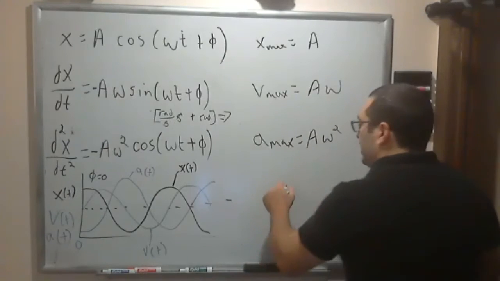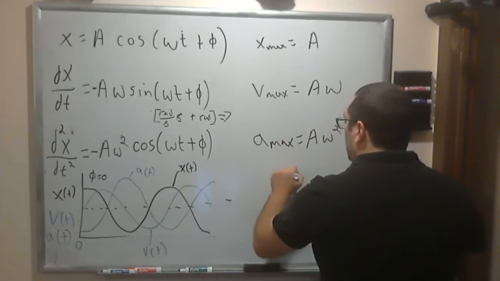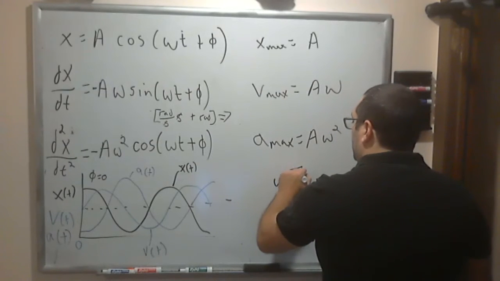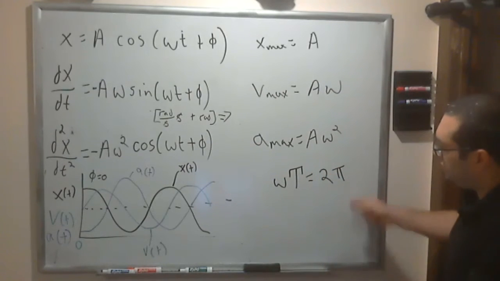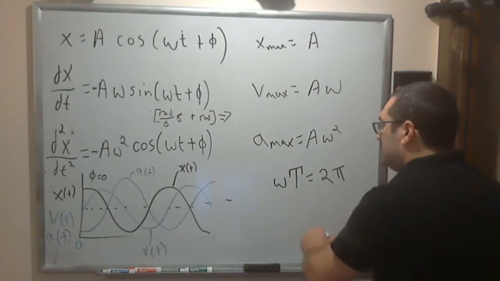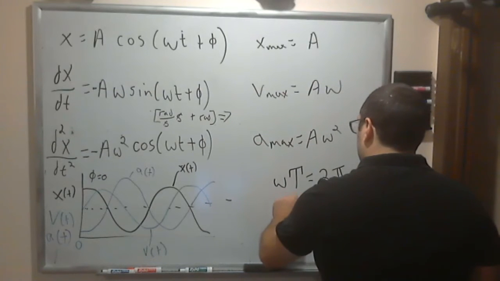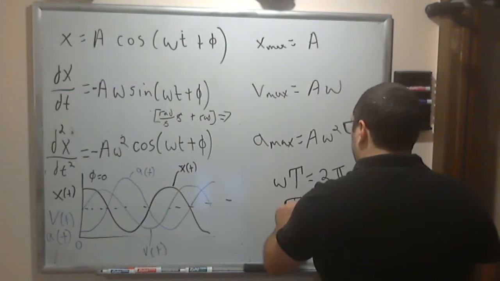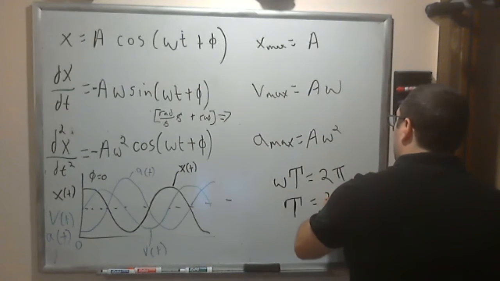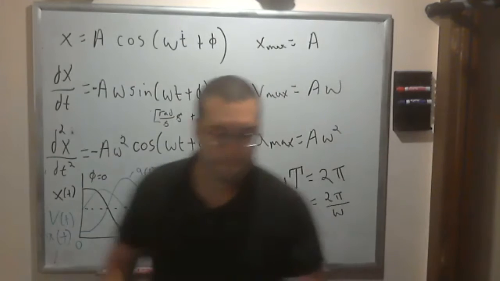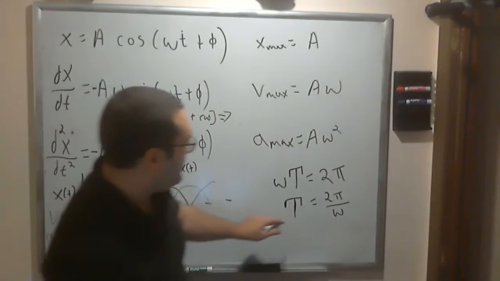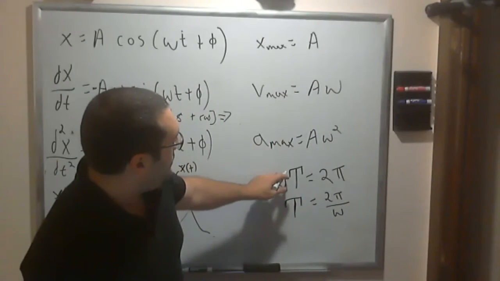Now if we start from this equation, omega times t, one full revolution, this is equal to 2 pi from that circle, right? So that means that the period is just 2 pi over omega, right?